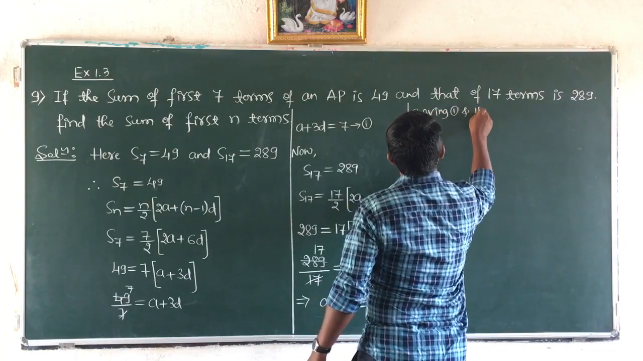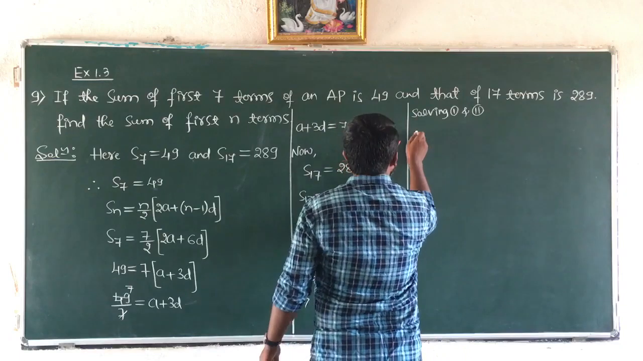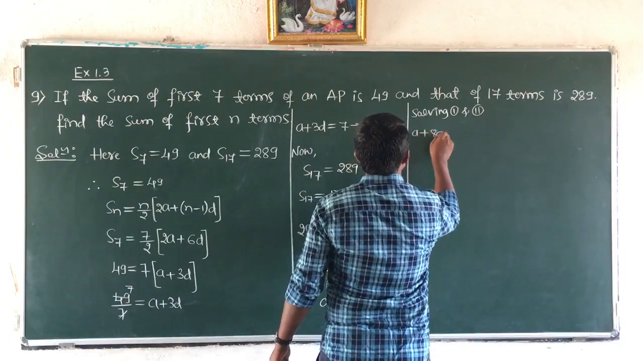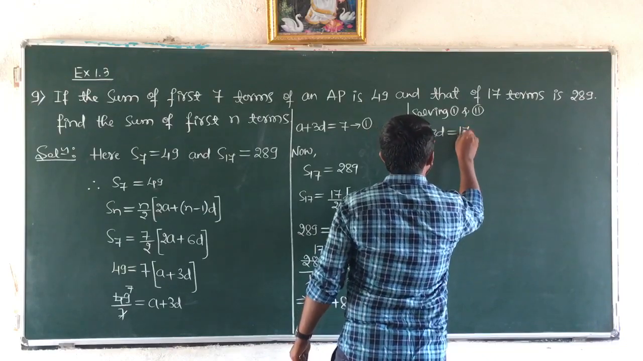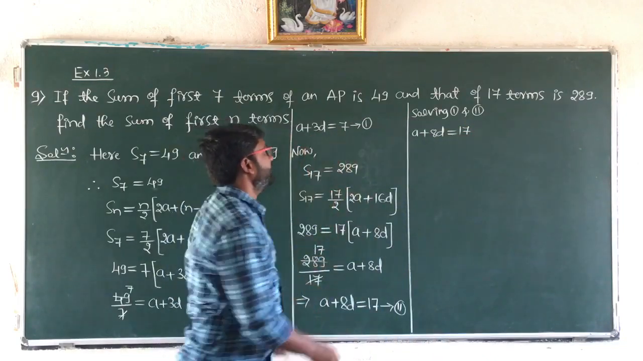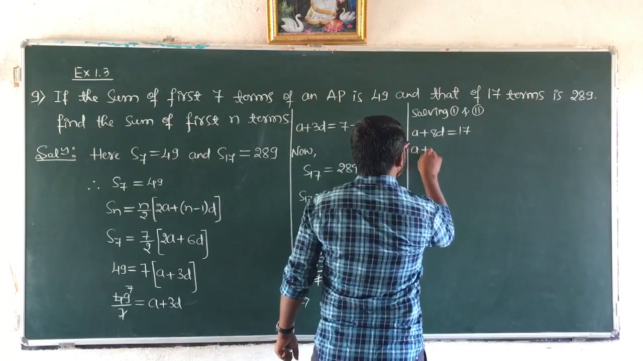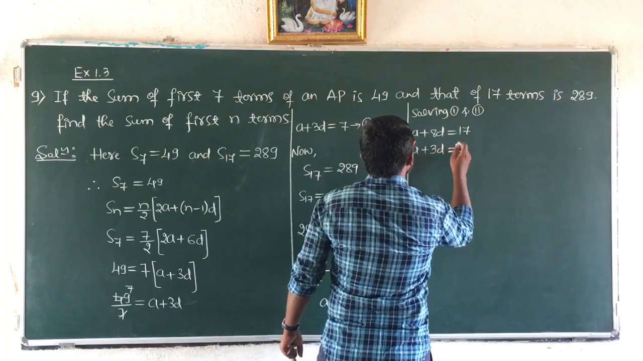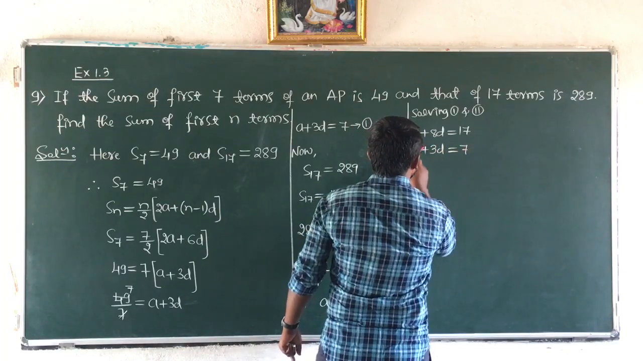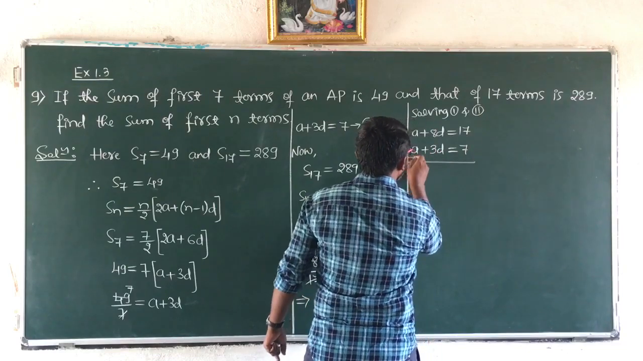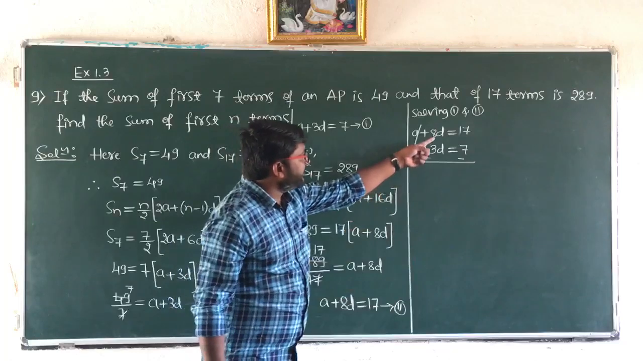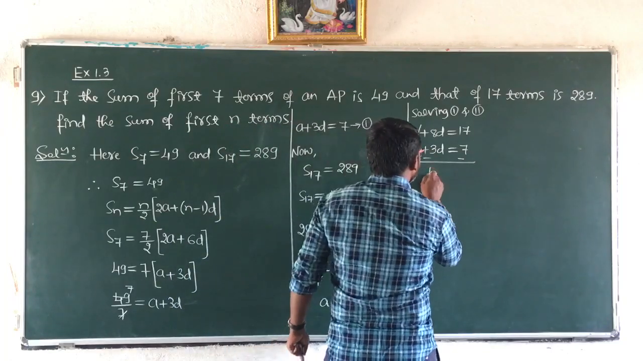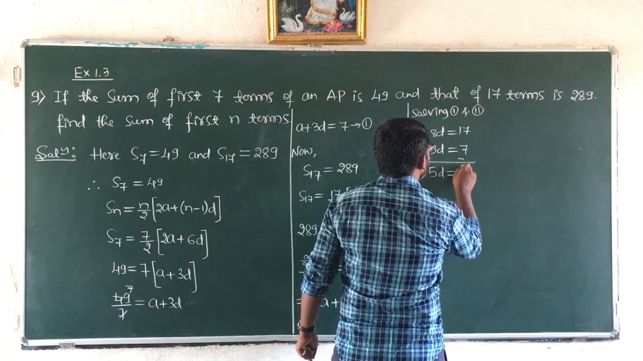Solving 1 and 2. First I will get a plus 8d, which is equal to 17. Then I will write this one: a plus 3d, which is equal to 7. So change the signs here: minus, then minus. So these two get cancelled. 8d minus 3d is 5d, which is equal to 10.